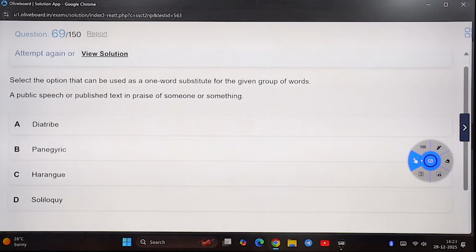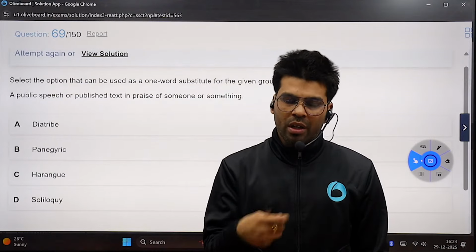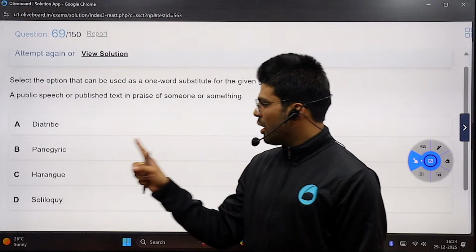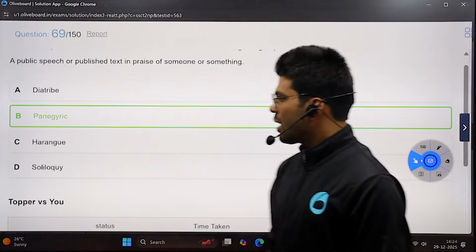Soliloquy is neither praising nor aggressive. Solo loqua, when just one person is delivering the speech. Not dialogue, just one person, soliloquy. Solo loqua, speaking. Just one is speaking. It doesn't show any praise or anything such. So out of elimination, that has to be, and that is the correct answer. I checked in dictionary later. Exact. Remember this word, a public speech or published text in praise of someone or something. Panegyric. Okay.